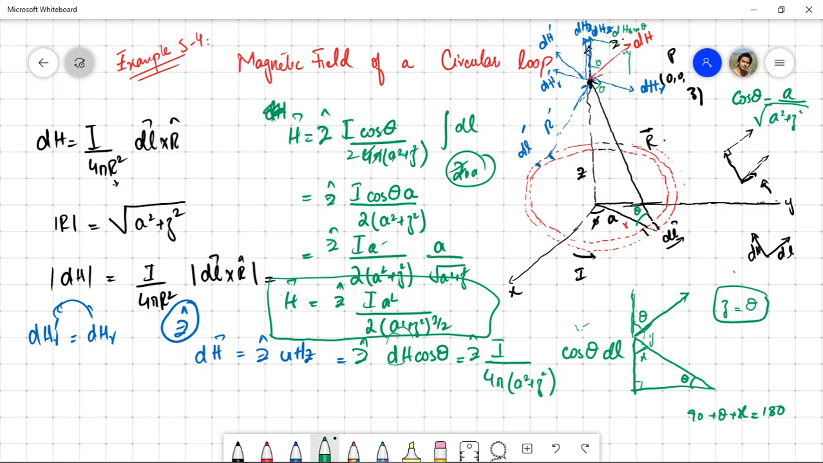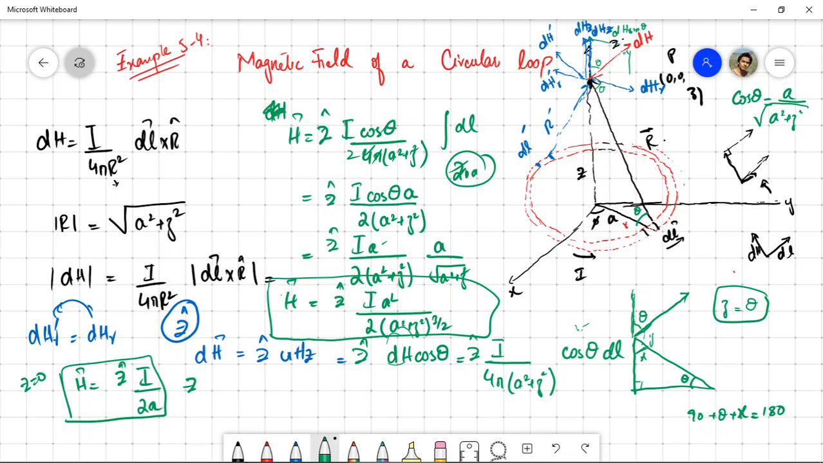The one special case is when we are calculating the value of h at the center of this loop. There is no z. For that special case, when z is equal to 0, the value of h will be z hat I over 2a. We can put the value of z to be 0 here, and it will be easy for us to simplify this equation for this special case.